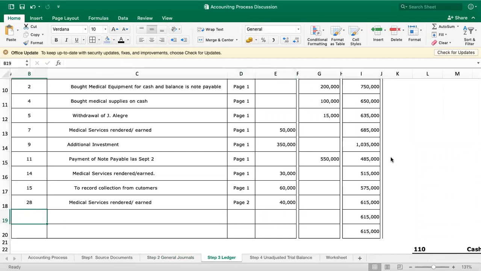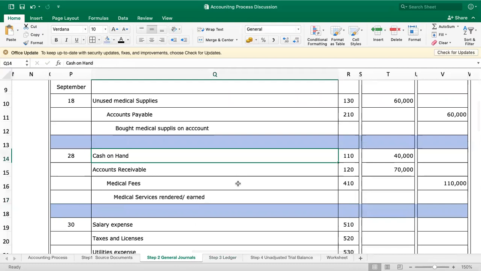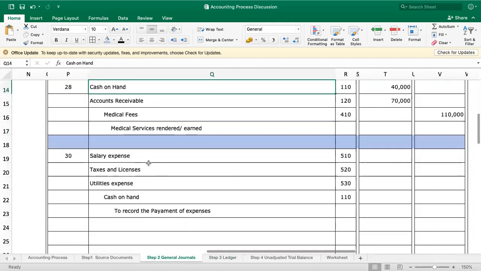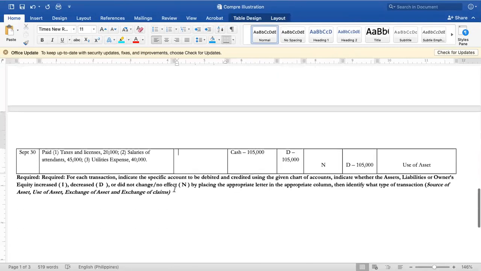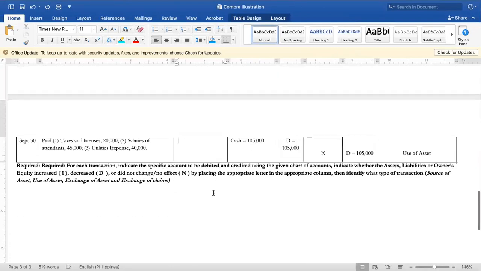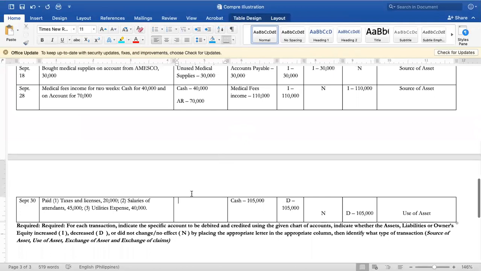Okay, so let's go back to our journal. So let's find if meron pang cash account dito. So, September 30, we have credited cash on hand. Oh, walang amount. Okay, so let's supply the amount based on the illustration kanina. Balik tayo dito. That's September 30. Okay, so na-erase din yung amount natin dito.